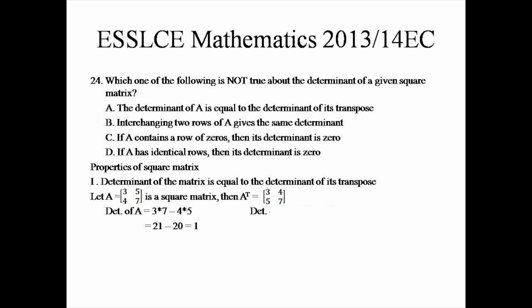Determinant of the transpose, that's 3 times 7 minus 4 times 5. 3 times 7 is 21, minus 5 times 4 is 20. 21 minus 20 is 1, meaning determinant of A is equal to determinant of A transpose, so choice A is true.